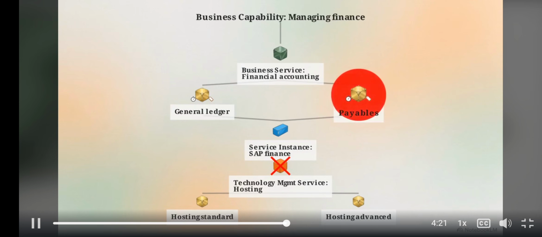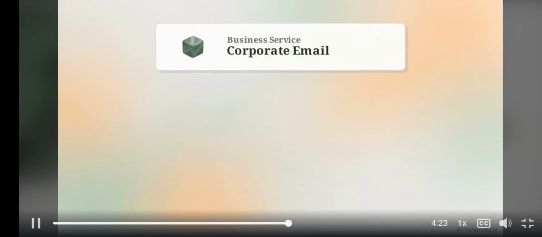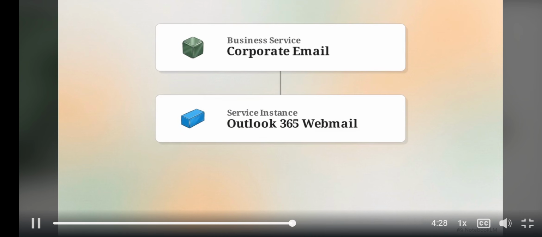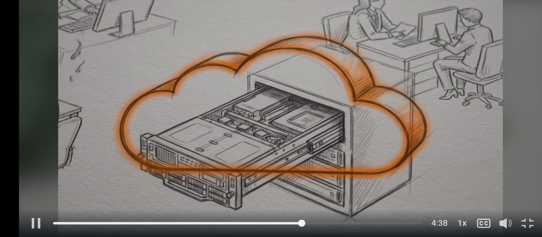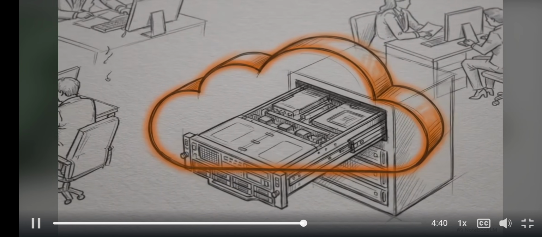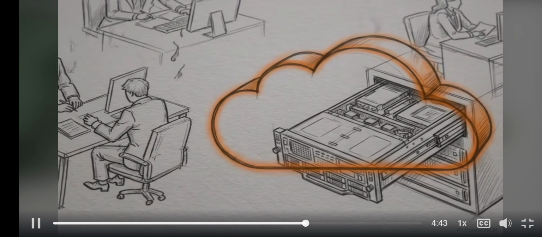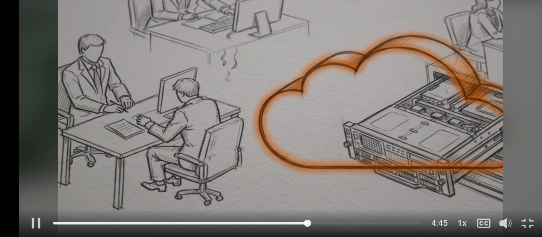We see the same pattern in corporate email. This business service relies on the service instance Outlook 365 webmail. That service instance is delivered via the underlying technology management service, Microsoft Exchange service. Because of this structural separation, IT can swap out the underlying server technology without ever needing to redefine the business service for the end users.